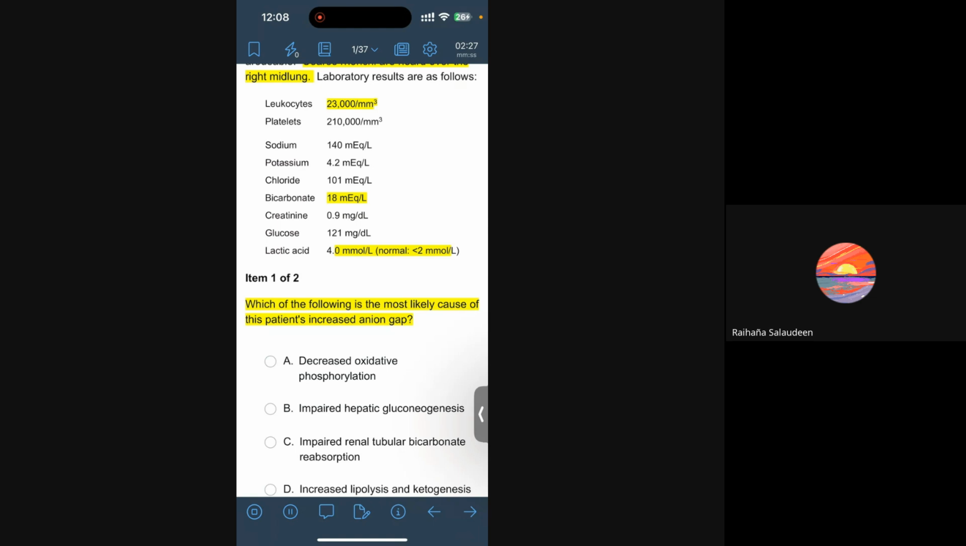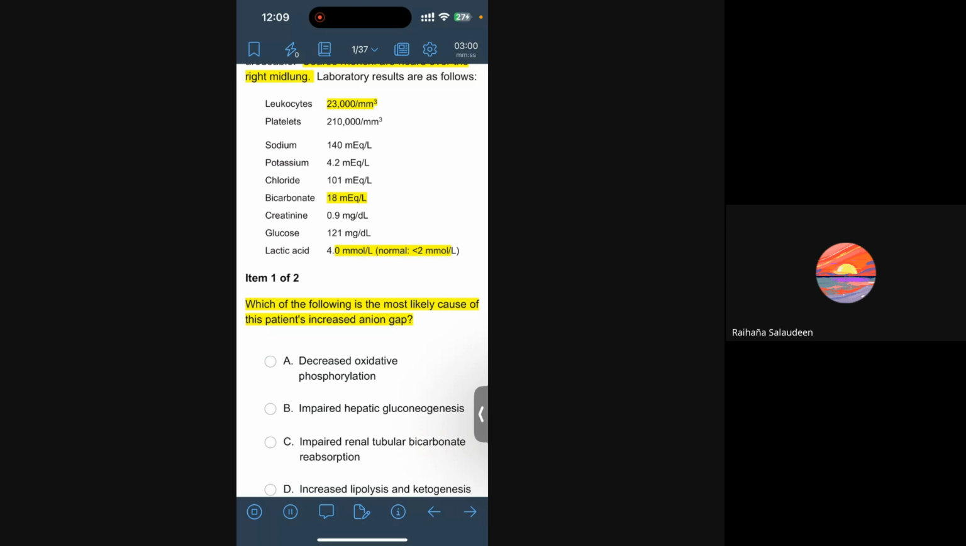And where in the cell is oxygen used? In the mitochondria, and in the mitochondria where? In the electron transport chain. What is the other name for that electron transport chain? Oxidative phosphorylation. We are using oxygen, that means oxidative, to phosphorylate ADP into ATP.